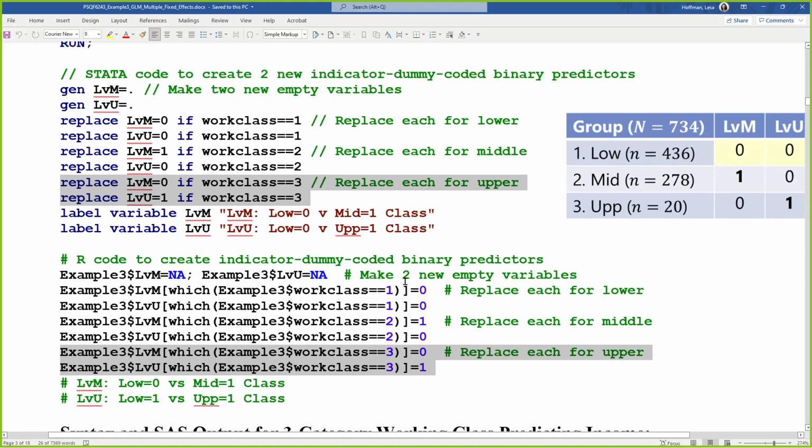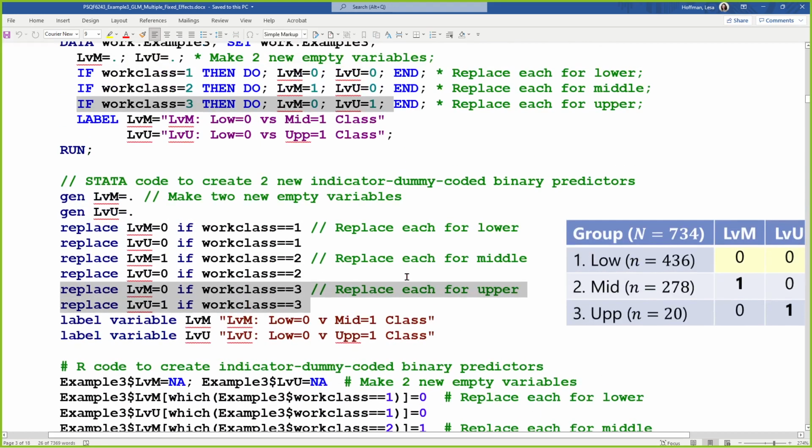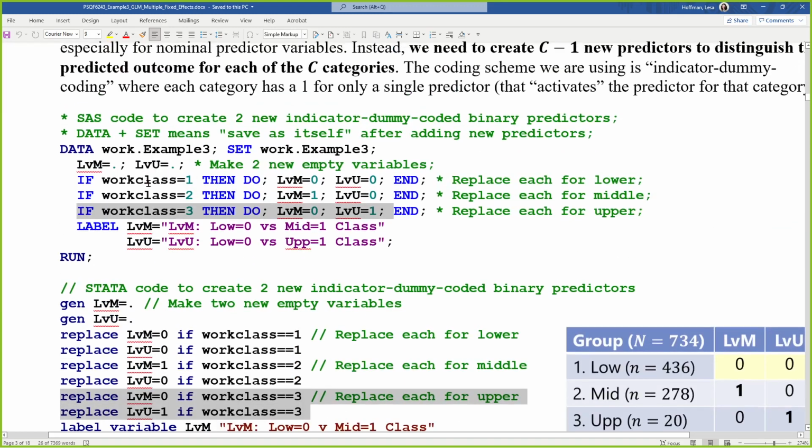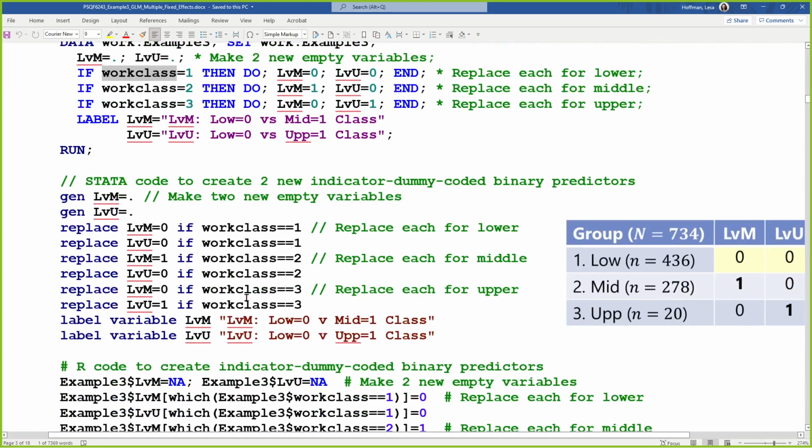Okay. So now when I go to do my analysis, I do not need and should not refer to work class anymore. I have functionally replaced the representation of that variable as 1, 2, 3 with my 2 new predictors that are coded 0 and 1. So work class is done. All right. Any questions on this part?